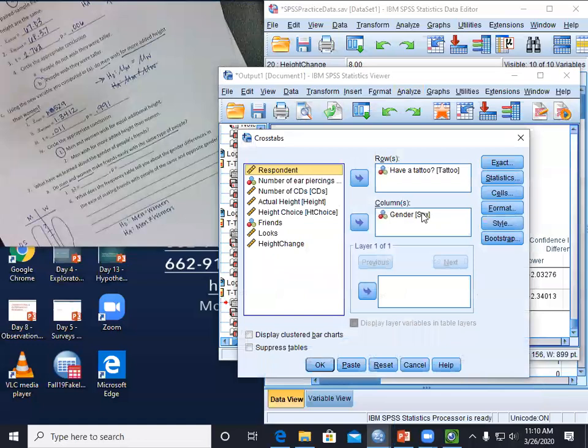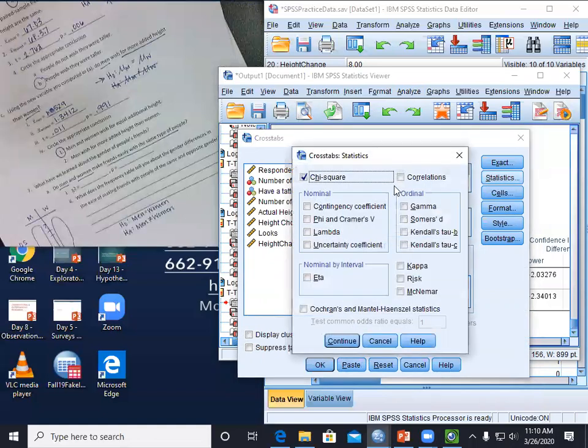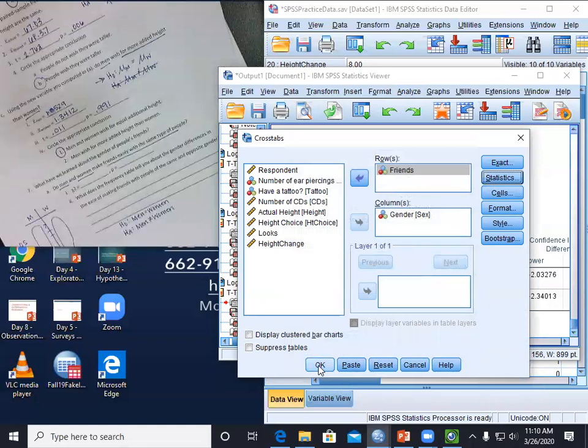Gender is our predictor, so we'll leave gender in the columns, but we're no longer interested in how many of them have tattoos. Now we want to know who they make friends with. So we're going to put friends in the rows variable. We're going to make sure that chi-square is checked under statistics, and it is. So we'll press continue, and then we press OK.